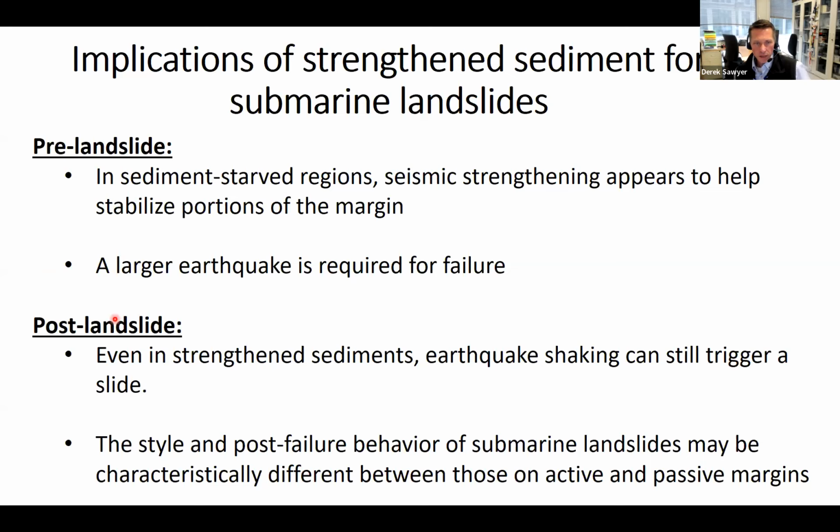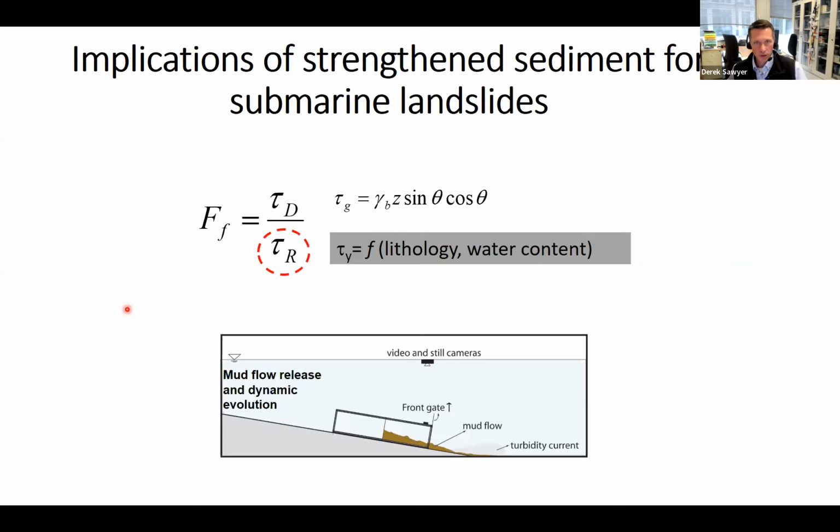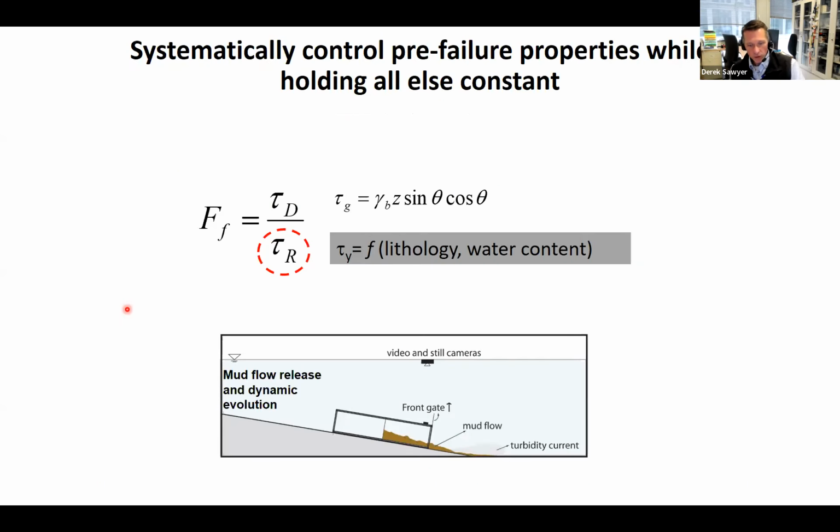In the post-landslide, even in strengthened sediments, you can still get a large enough earthquake to shake those sediments loose and cause a slide. We would then expect the behavior of such a landslide coming from strong materials to be very different from those that are not strengthened, or in fact weaker, perhaps like the Gulf of Mexico. So I want to take you to the laboratory now, where we can play around with mixtures of materials and simulate real muddy seafloors, and cause subaqueous landslides in the laboratory and make detailed measurements.